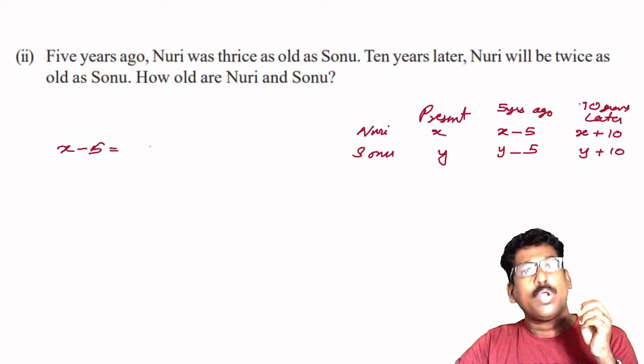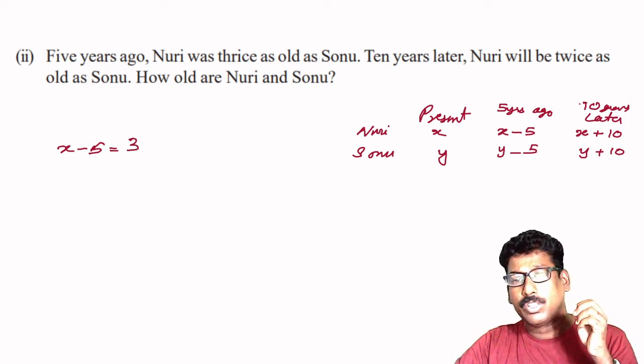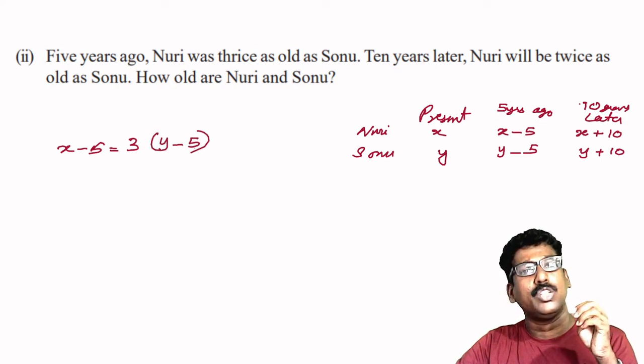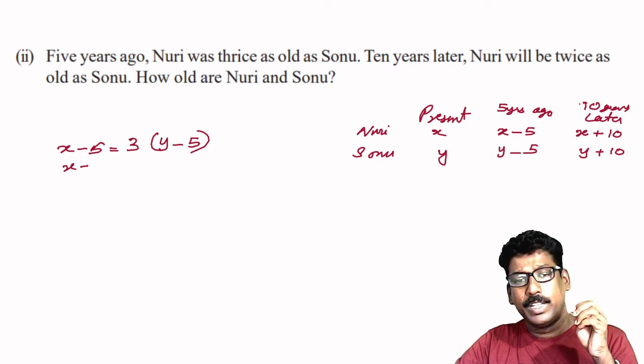Thrice as old as Sonu. That means 5 years ago Sonu's age is y minus 5. Thrice of y minus 5 is 3 into y minus 5. Now solve it. x minus 5, you will get 3y minus 15. 3 into 5 also, don't forget to multiply.